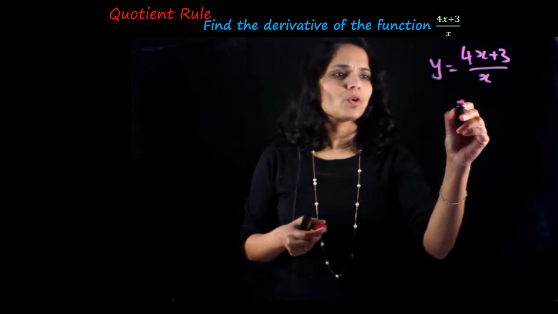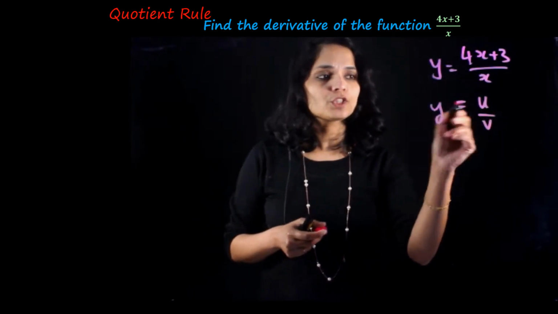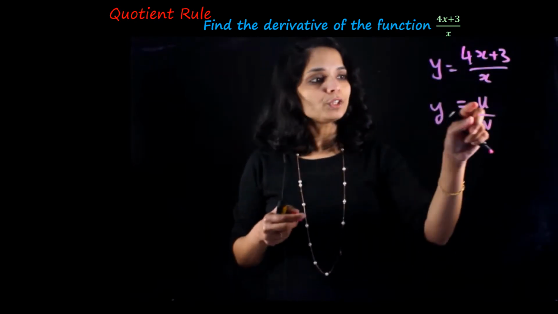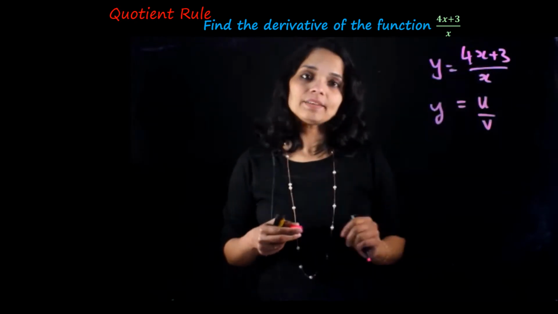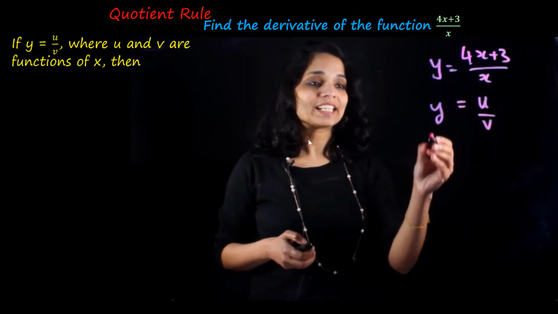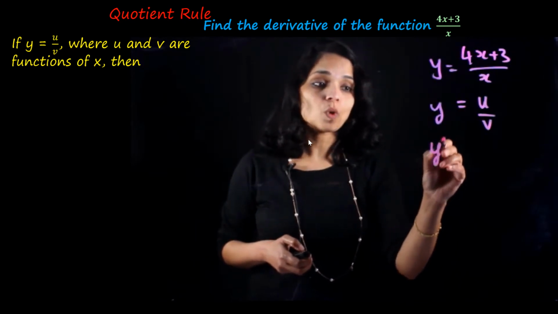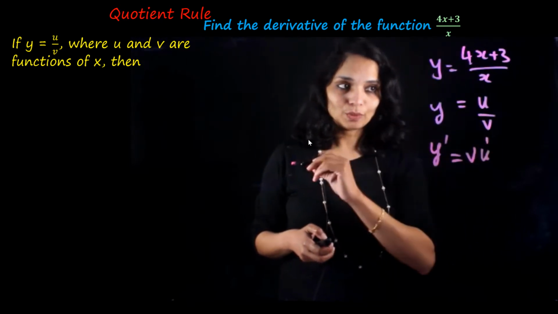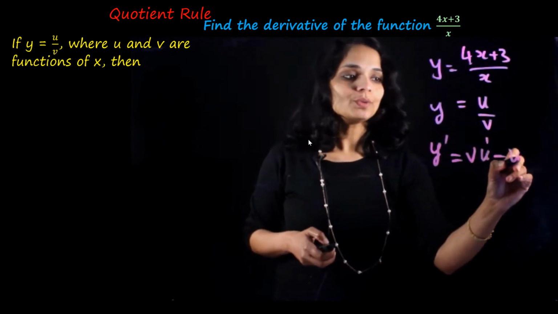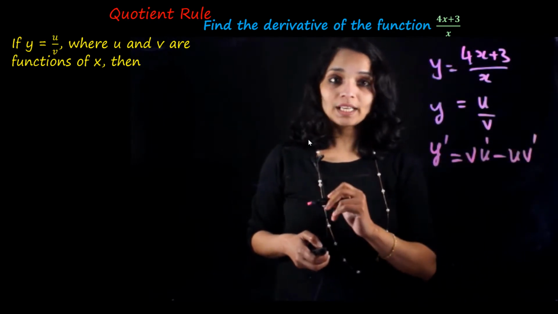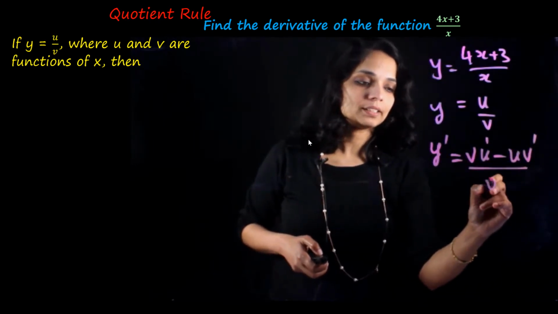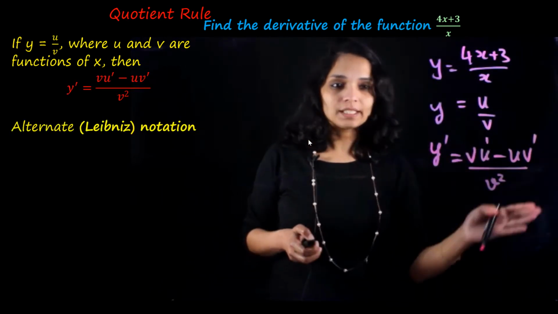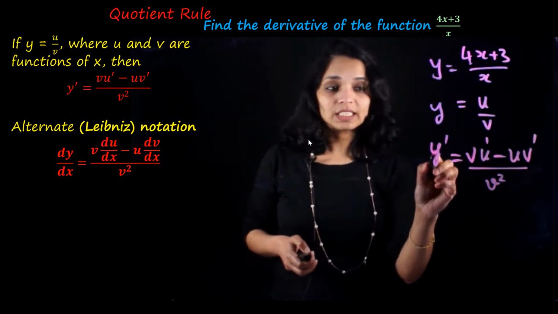This is of the form u on v, y equals u on v. In this particular question, u is 4x plus 3 and v is x. For both these functions, u and v, you can find the derivatives. So if the function is of this form, the derivative is y dash equals the denominator times the derivative of the numerator, minus the numerator u times the denominator's derivative, divided by the denominator squared. Alternatively, you can express this in Leibniz notation by replacing y dash with dy on dx.